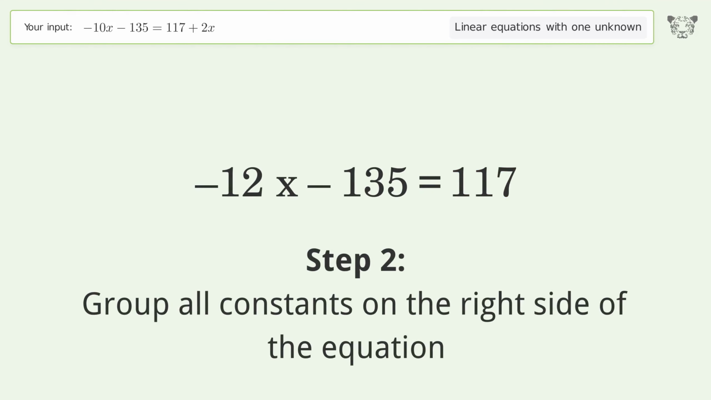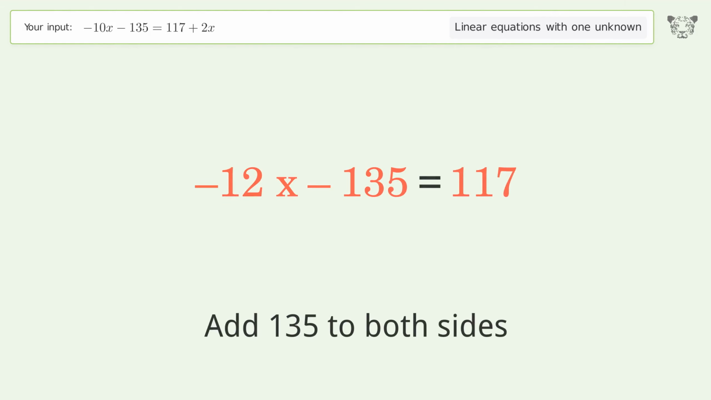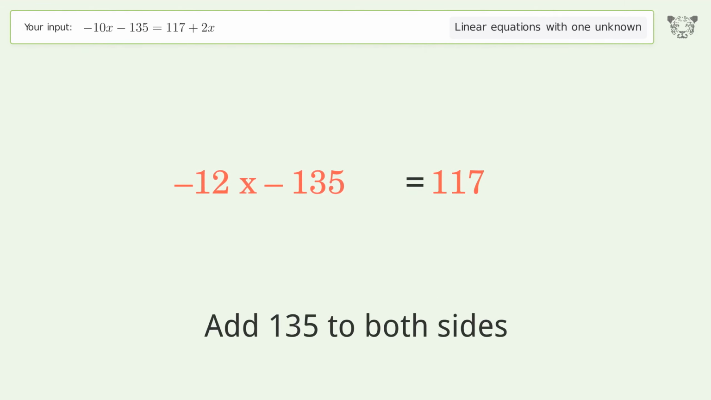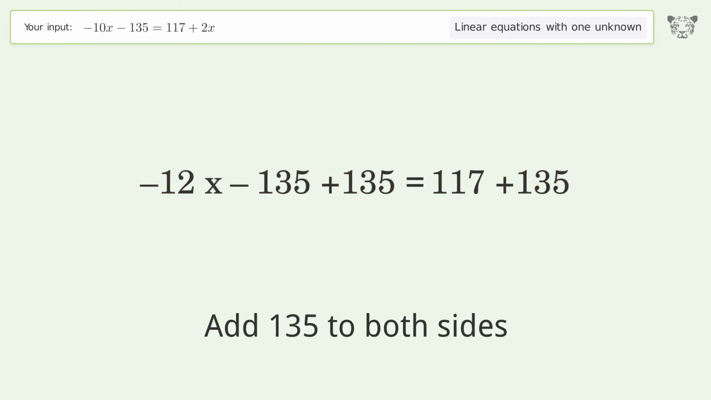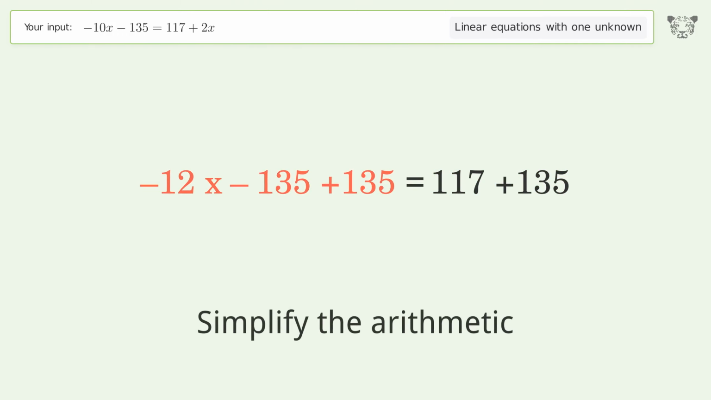Group all constants on the right side of the equation. Add 135 to both sides. Simplify the arithmetic.